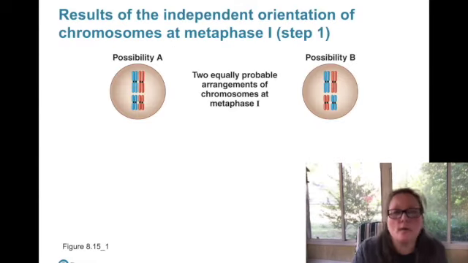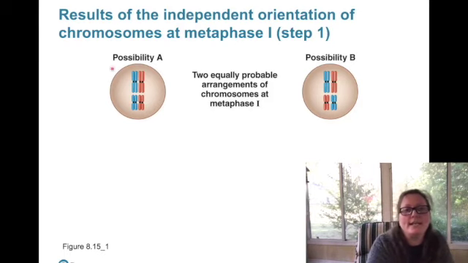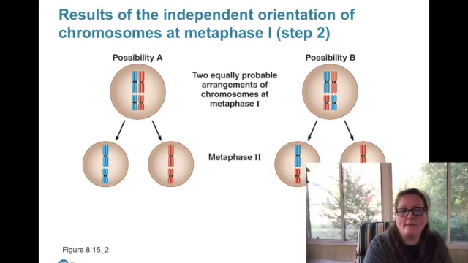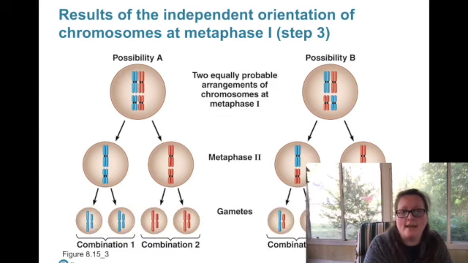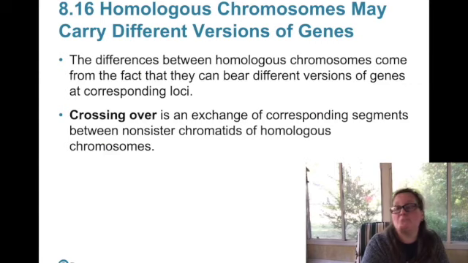Anyway, independent orientation of chromosomes at metaphase 1. It's showing you that it could be totally switched up. It's showing you here, this is one possibility, here's another possibility. So when they line up, how they line up partially dictates the variability. Because now metaphase 2, look how different those are. Then at the end of all of meiosis, look at all the combos you can have. So just by having these, you can have this many different combinations. This is what accounts for a lot of the variability between you and, say, if you have a brother or a sister. There you go.